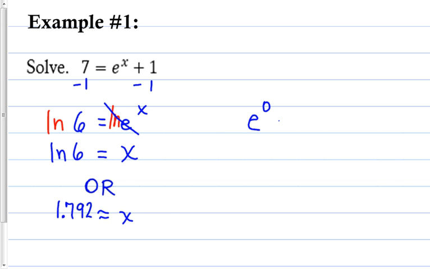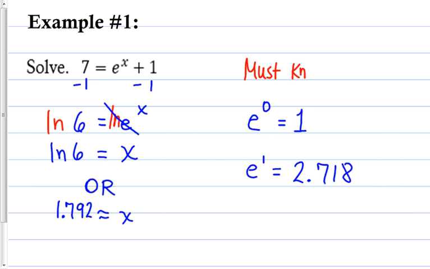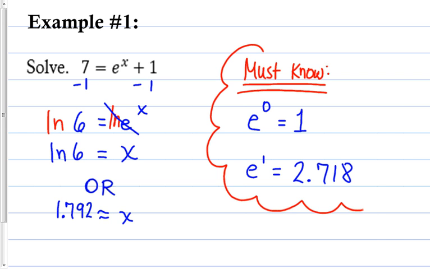The only e values that you have to know are e to the 0 power, right? Because anything to the 0 power is 1. And of course, e to the 1 power, which is 2.718. That's 3 decimal places. Okay, so must know. Everything else you're not really required to know by memory. So natural log of 6, if you actually had to give me a decimal, it would be with a calculator.